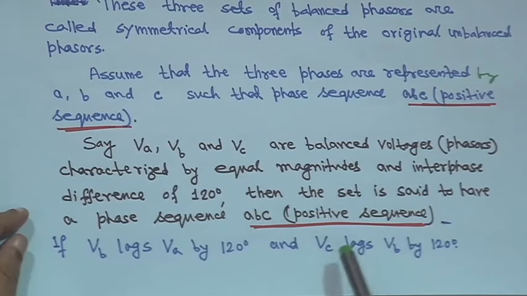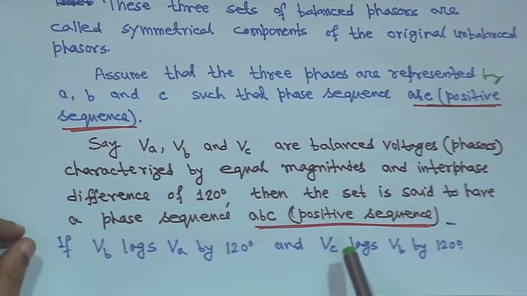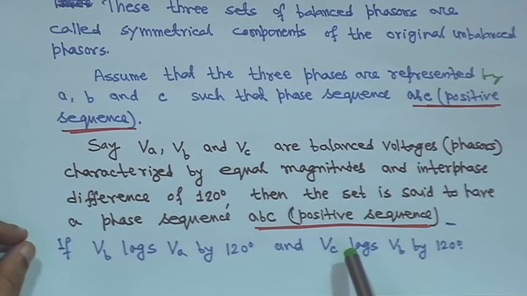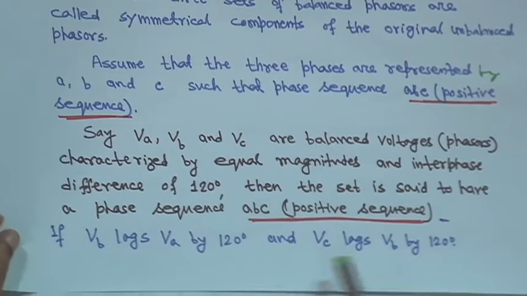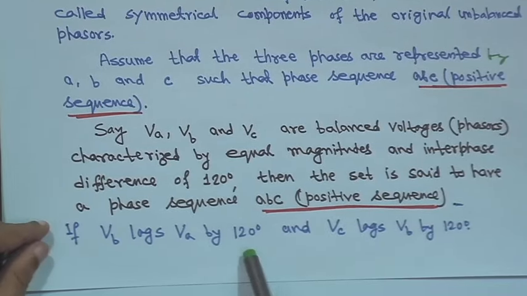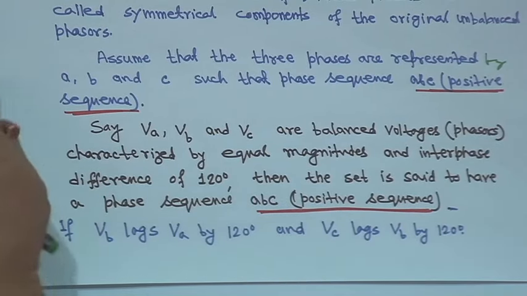Whatever we have studied for solving, say, a 3 phase transmission line, almost all are ABC phase sequence. So, if VB lags VA by 120 degree, this you know, and VC lags VB by 120 degree, that also you know, then we can make this kind of definition.